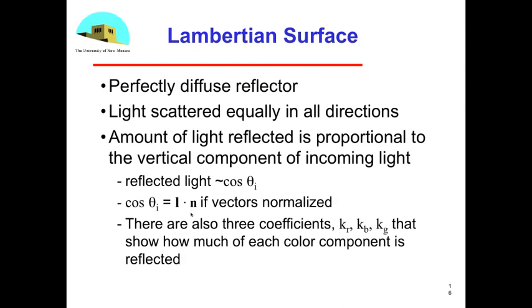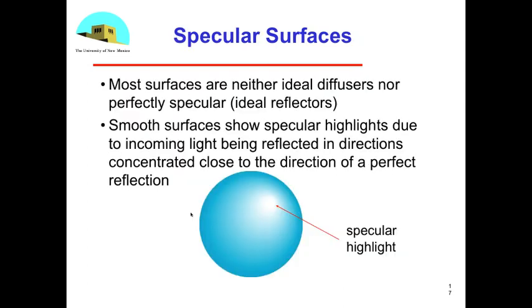Okay, so that's the Lambertian surface. That's the diffuse term in the model. The ambient term is just a constant term in there. And the third term is this specular term. And here you're seeing a blue ball. This would be the diffuse terms out here.